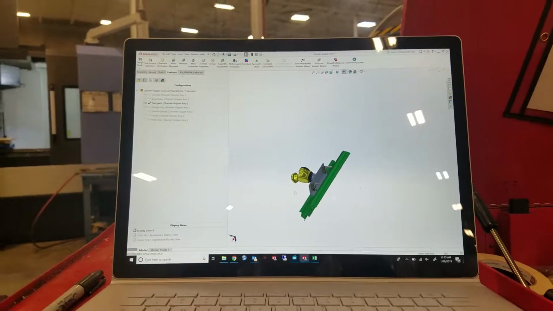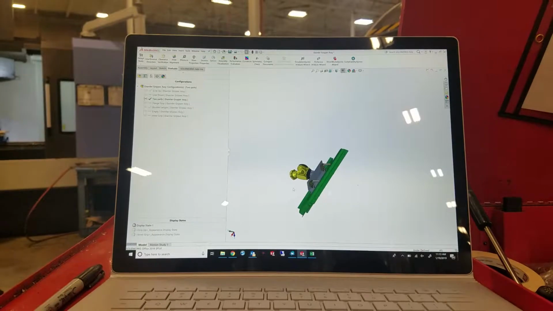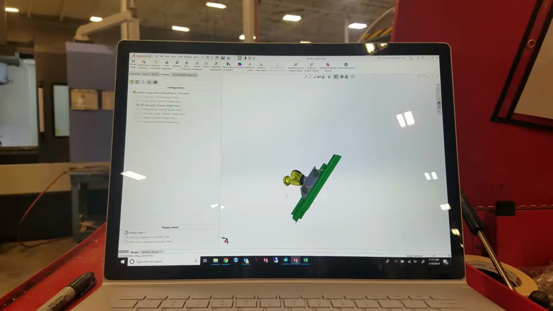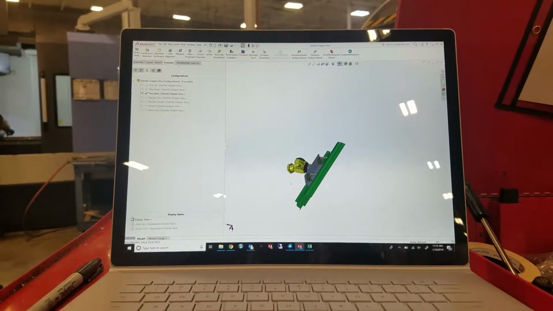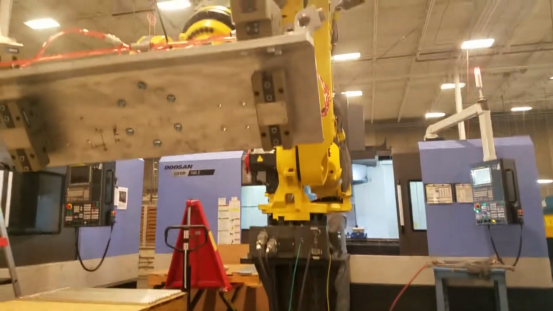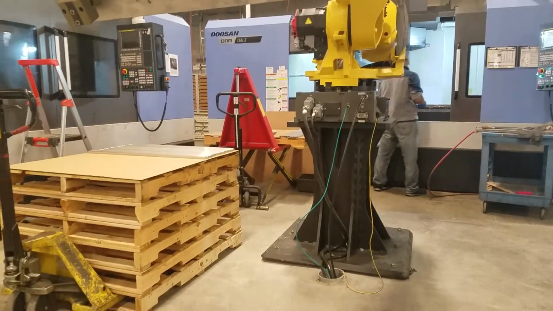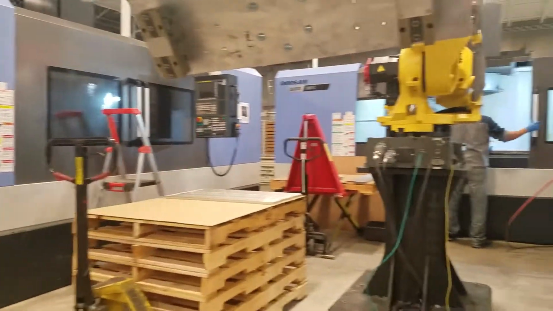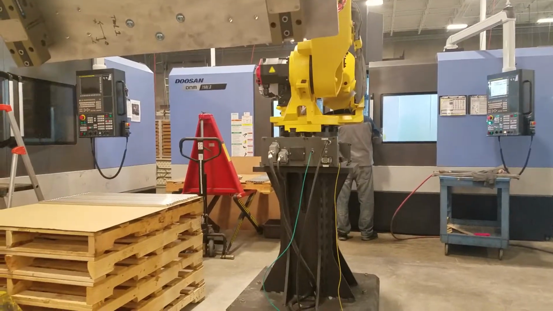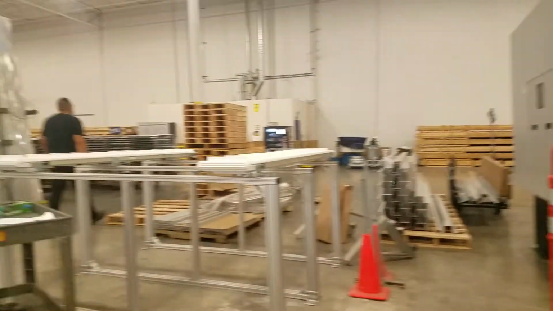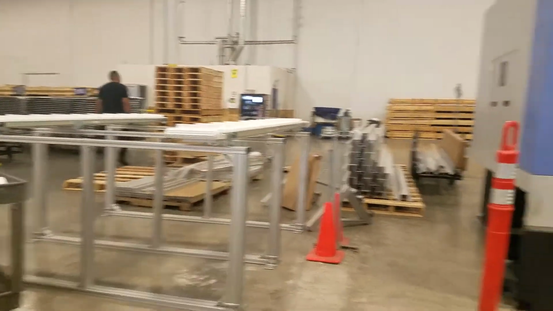This is a video to help describe how to set up payload information in Fanuc robots. So we've got this cell here. We've got an R2000-125L. It's going to feed these two machines here. There's a conveyor system that's being set up right now.